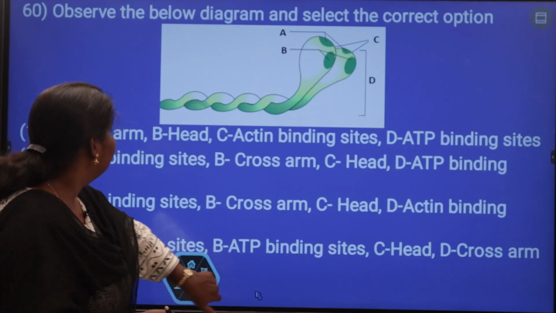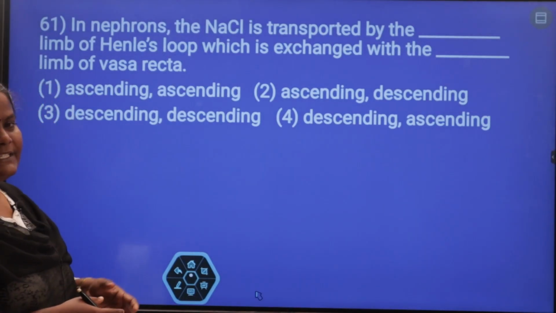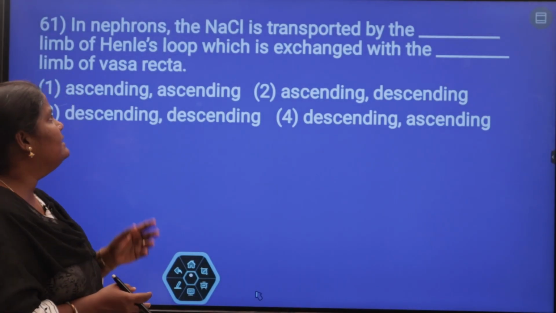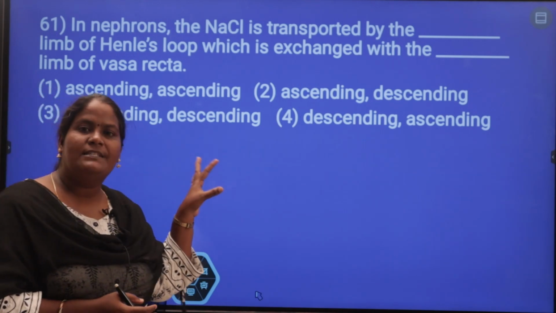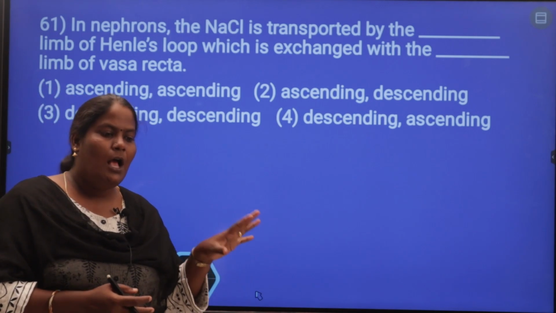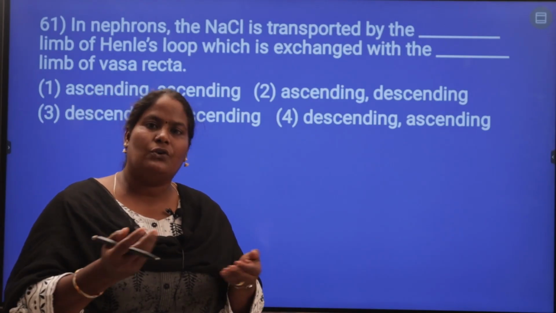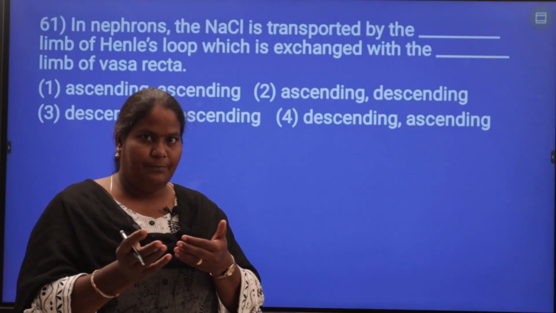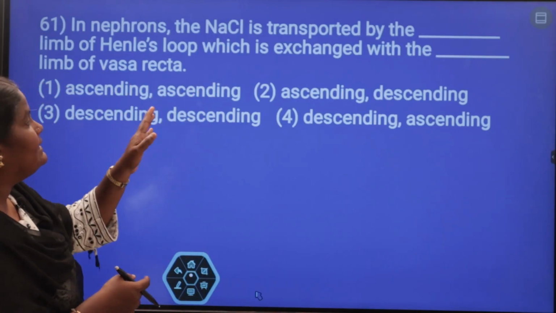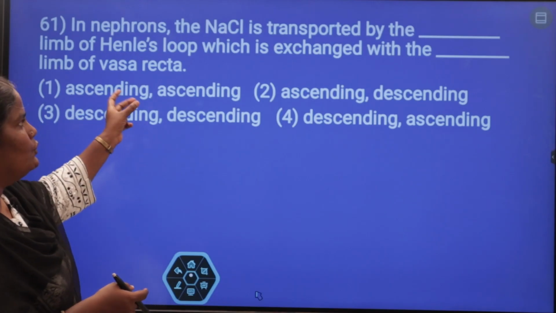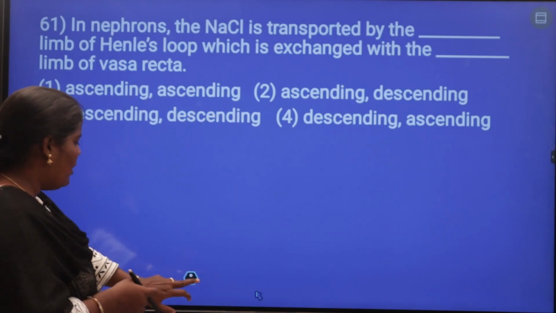Next. 61. Again, excretory system regarding the nephron structures. In nephrons, NaCl is transported by the, actually the question is based on the counter current mechanism. How the vasa recta and the normal nephrons interact their electrolytes or their urea between them. It's basically a counter current mechanism concept. So the NaCl is transported by the dash limb of the Henle's loop, which is exchanged with the dash limb of the vasa recta. We are all aware of that.